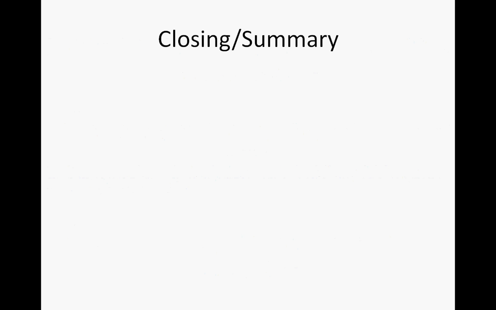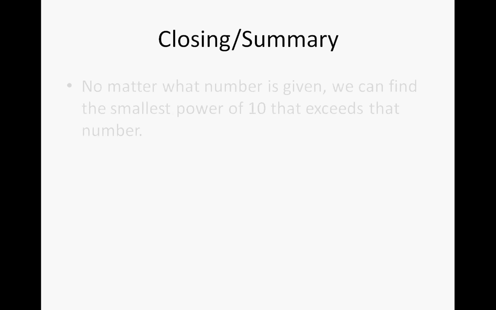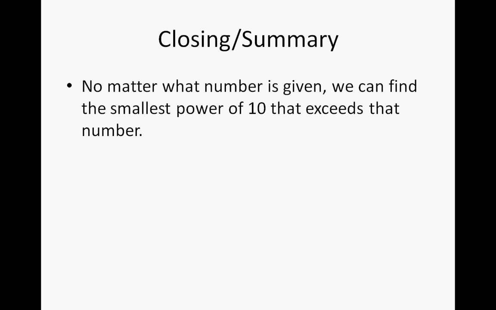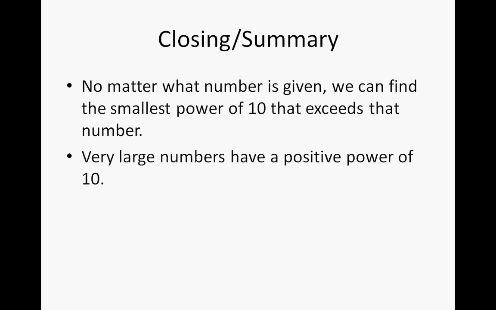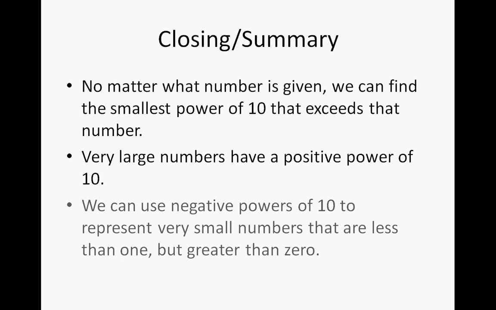Alright, that is it for our lesson for today, so let's go ahead and summarize. No matter what number is given, we can find the smallest power of 10 that exceeds that number. Very large numbers have a positive power of 10, which means we can use negative powers of 10 to represent very small numbers that are less than 1 but greater than 0.